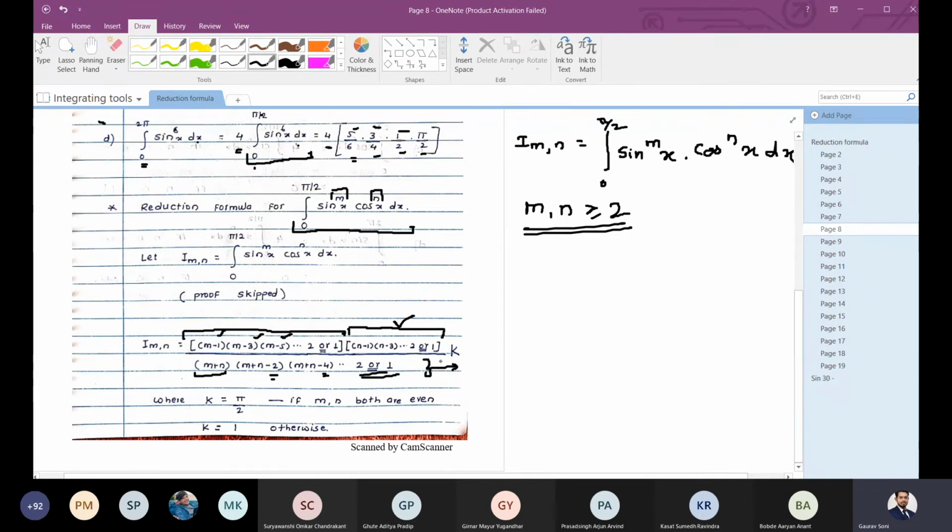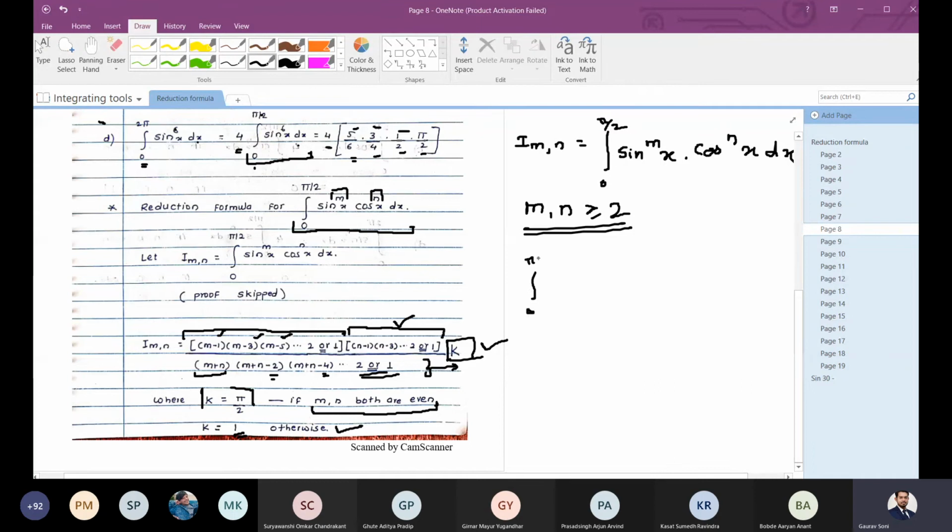It will go up to 1 or 2, and there is a multiple k, but this k depends on the powers. If both are even, then the value of k is pi by 2. If any one or both are odd, then the value of k has to be 1. This will be very well understood if I immediately take an example over here.